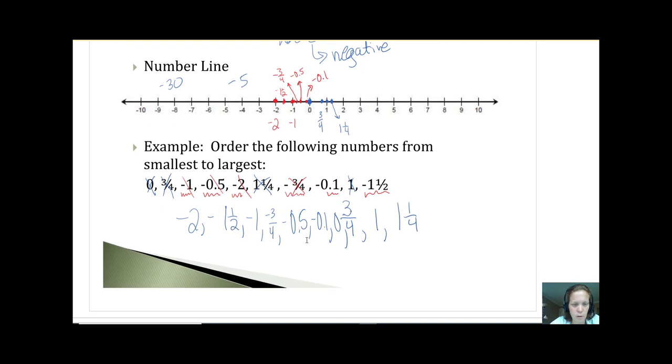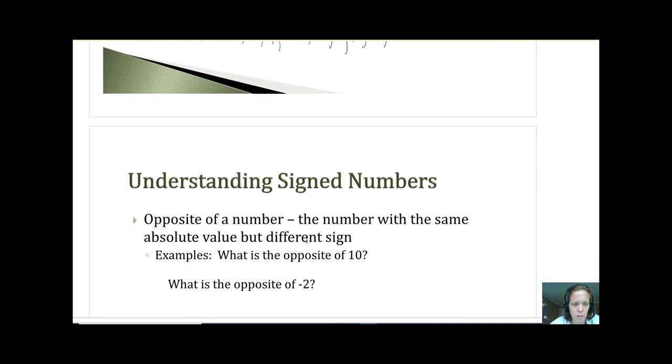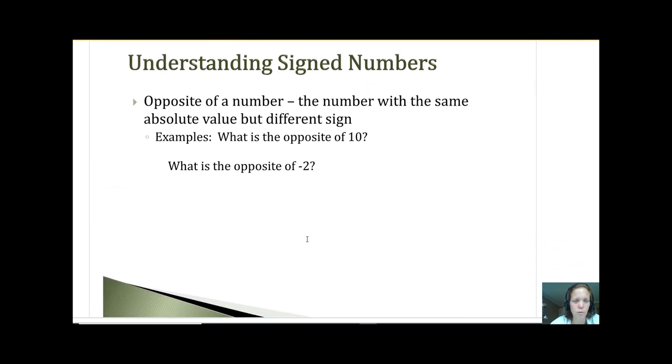Okay, two other things to get us going on these signed numbers, as we are going to start to use negative numbers a little bit. When we use the word opposite, opposite means it's the number with the same absolute value. This is something we haven't talked about yet, but absolute value is technically the distance to 0. Think of it like just the digit without the sign being positive or negative. So the number with the same digit but different sign.